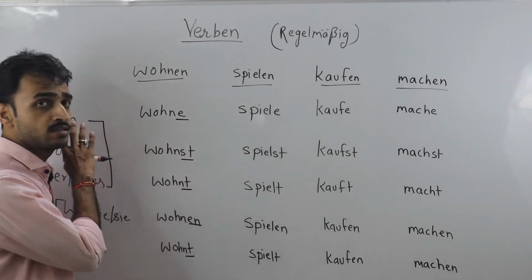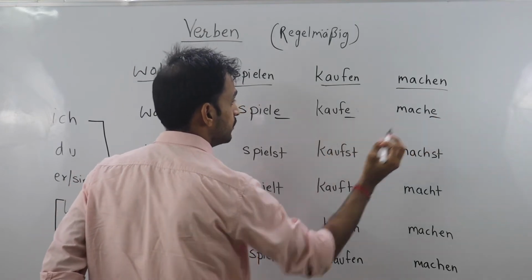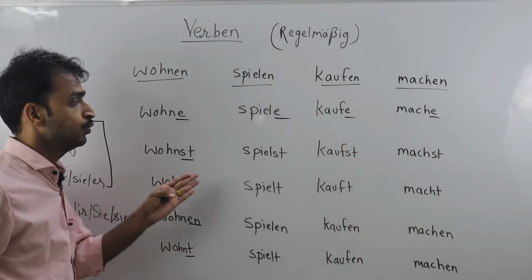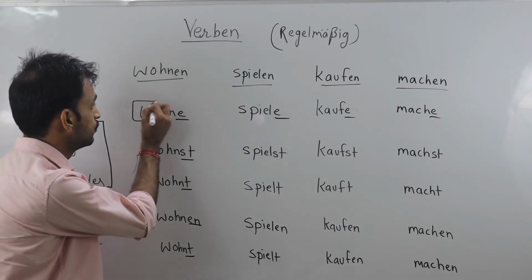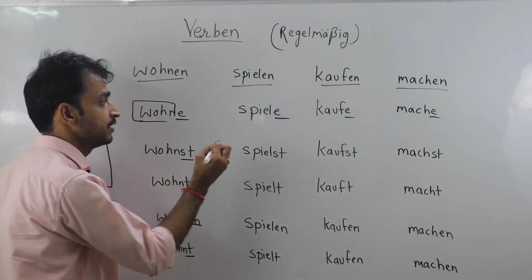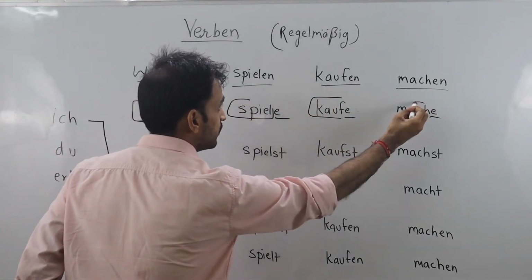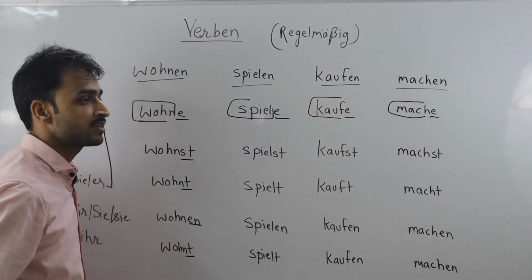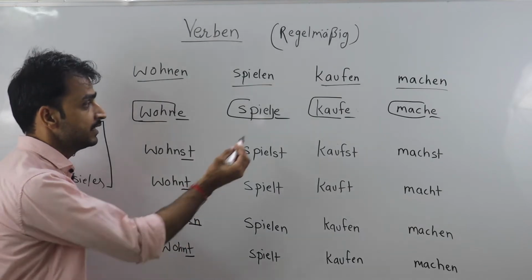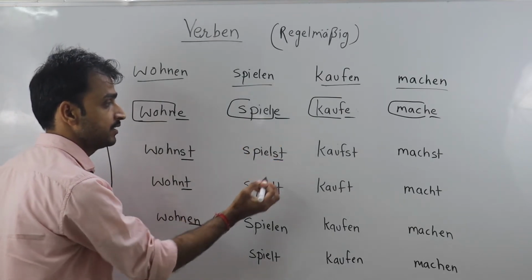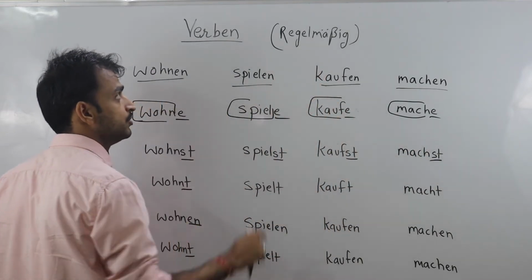All verbs with ich, first person, end with e. Spiele, kaufe, mache. Similarly with du, all the verbs end with st. And this is our root. This is the root, wohn. Okay. Similarly here, spiel is our root, and kauf is our root, and mach is our root. This is the root, the Stamm. It is called Stamm in German. And then we put the ending, e ending with ich, st ending with du. This is Regelmäßige Verben in German.